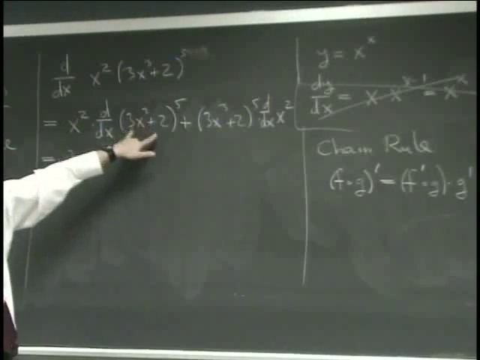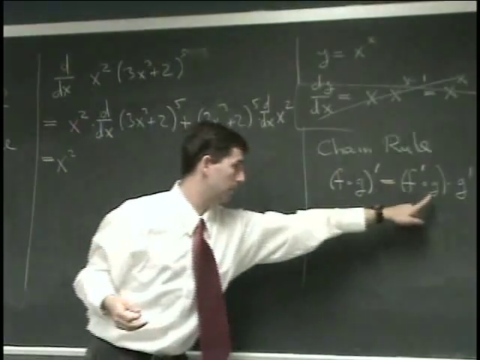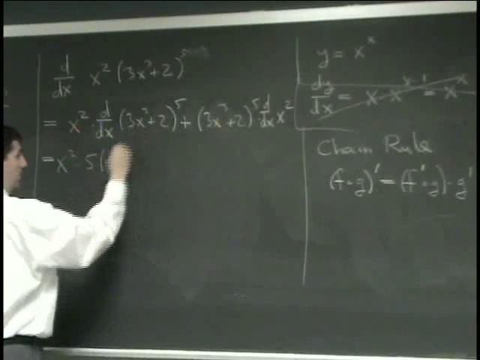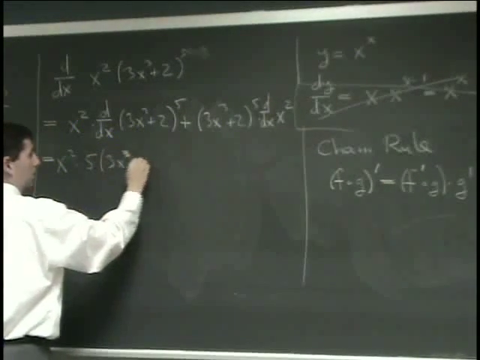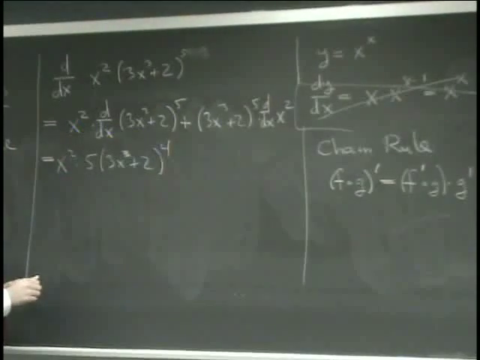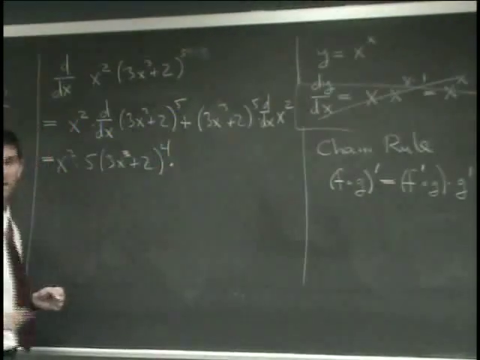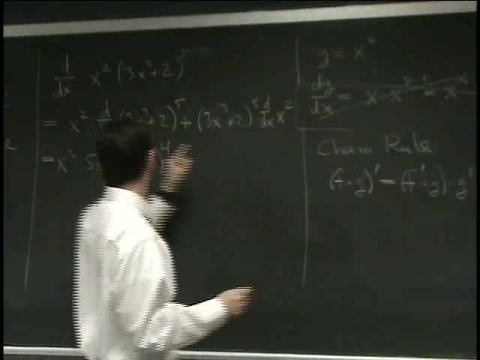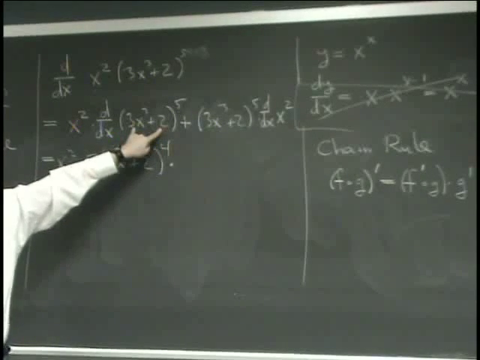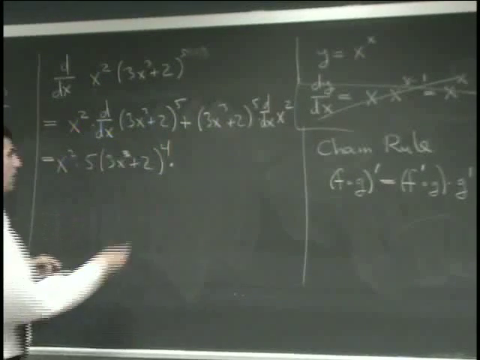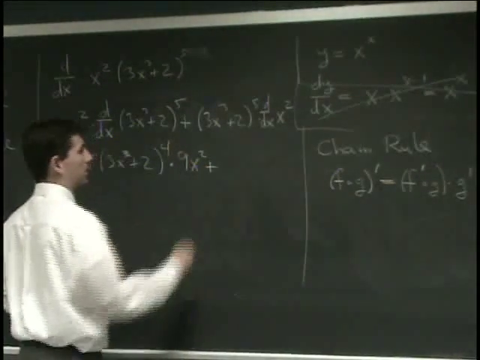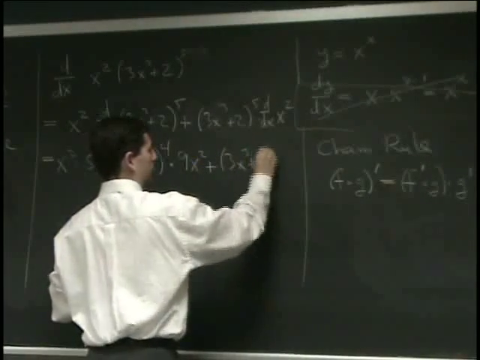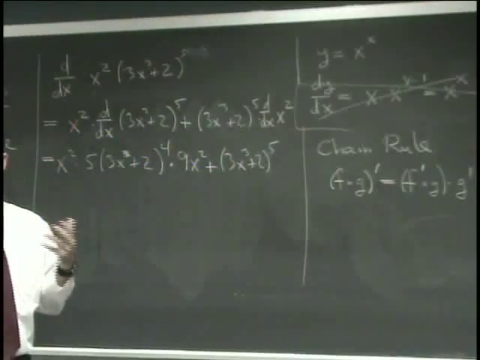But then whatever that is, I have to replace with 3x cubed plus 2. That's what the composed with g means. So I get times 5, and I put this in, 3x cubed plus 2 raised to the fourth. Times, you can't forget the times, right? Because I have to multiply it by the derivative of that inside junk. So what's the derivative of this? 9x squared. Plus, now this part stays the same, and then the derivative of x squared is 2x.